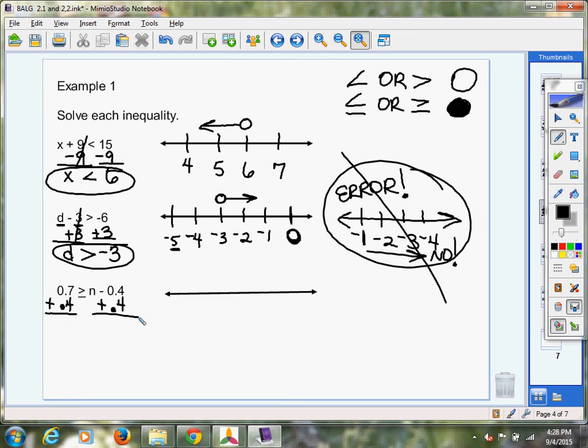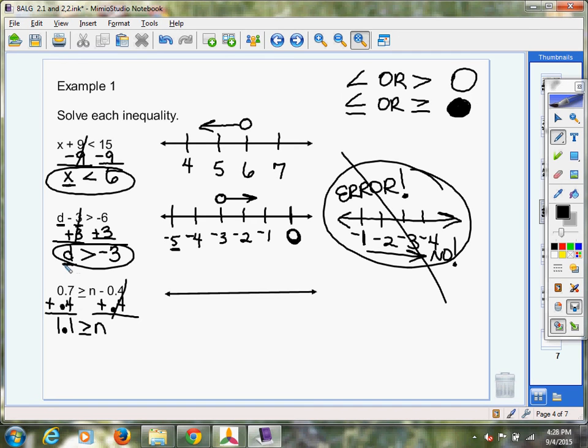Okay, done. All right, so now I got 1.1 is greater than or equal to n. All right, now this is one. All the other ones, if you notice, have the variable on the left. This one has the variable on the right.